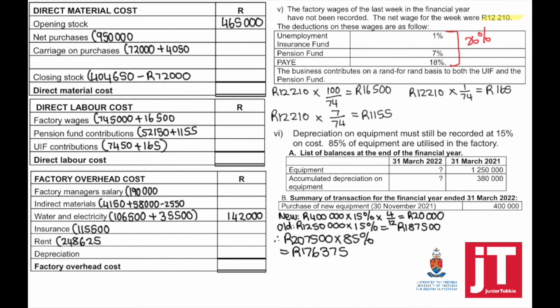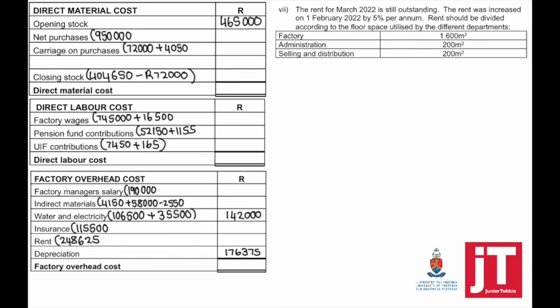The total must now be times 85% because 85% of equipment are utilized in the factory. This will be my total depreciation for factory equipment. The rent for March 2022 is still outstanding. The rent was increased on 1 February 2022 by 5% per annum. Rent should be divided according to the floor space utilized by the different departments.